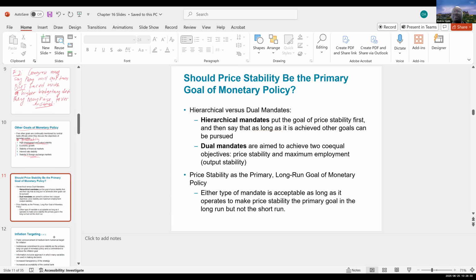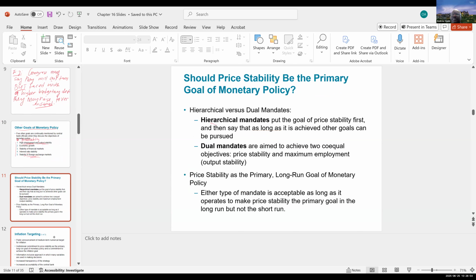So should price stability be the primary goal of monetary policy? Of course, yes. And then there are two types of mandates. This is what we call hierarchical mandates. Hierarchical mandates basically means you put the goal of price stability first because that's the most important goal of any monetary policymaker, like the Federal Reserve, and then others follow. As long as price stability comes first, the other goals can follow.